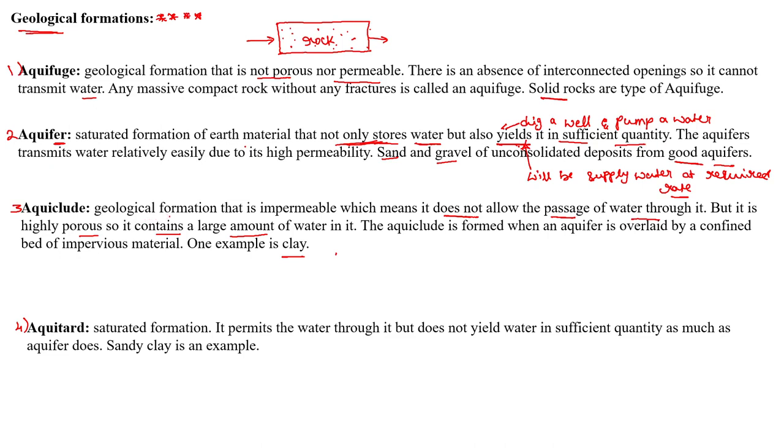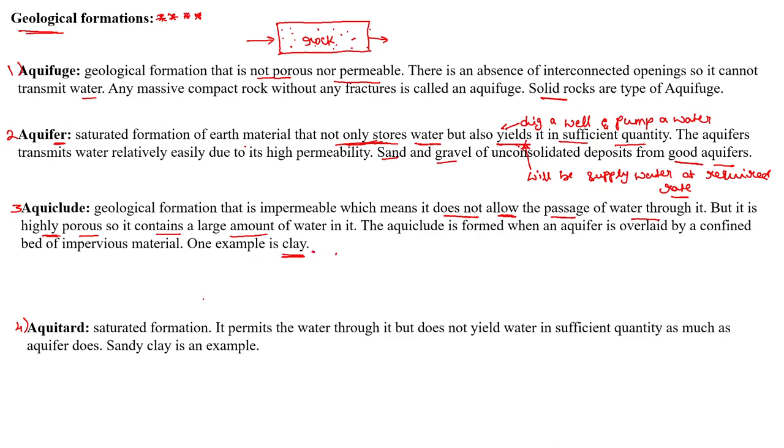So an aquiclude is a geological formation that is impermeable, which means it does not allow the passage of water through it, but it is highly porous, so it can store the water, but it won't allow it to percolate. An aquiclude is formed when the aquifer is overlaid by a confining bed of impervious material. One example is clay.